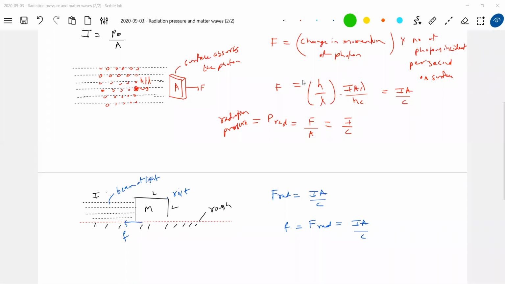Practically speaking, sir, is sunlight exerting force on me? Definitely yes. Sunlight is exerting force on our apartment. You are moving in a car, and sunlight is exerting force on the car. Yes, it is. But we don't feel it because c is there in the denominator, 3 into 10 to the power of 8, and the intensity can be, say, 1 watt. What is the intensity of sunlight on the surface of the earth? It's very small, around 10 to the power of minus 3. So definitely this force will be negligible.